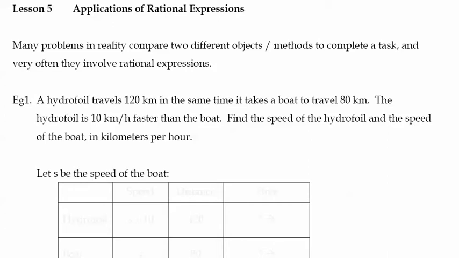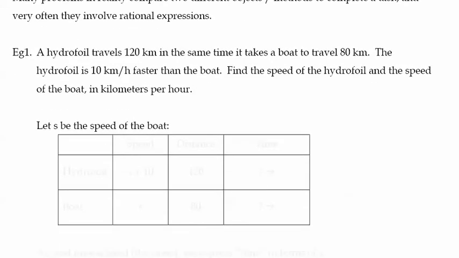like example number 1. When you are trying to compare the speed of two different transportation or the speed of two different persons trying to complete the same job, the best way to approach these kinds of questions will be to set up a table. There is a lot of advantage of setting up a table like this. It helps you to create the equations you need to solve your problem.